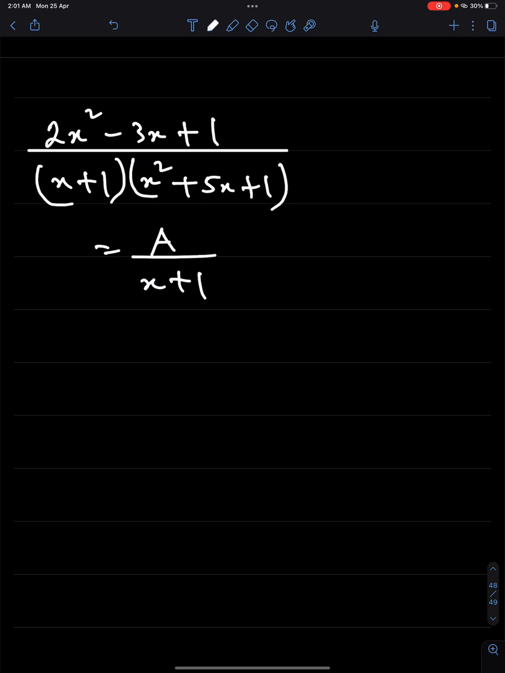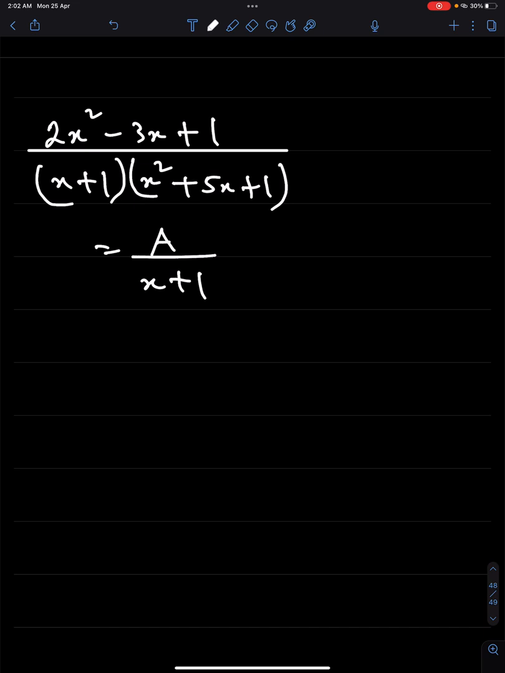So I'm going to assign the general linear factor to the numerator of its partial fractions. The general linear factor is of the form ax plus b, but because I've already used a here, I'm going to make it bx plus c. That's what I'm assigning to the non-factorizable quadratic factor. So that means a over x plus 1.